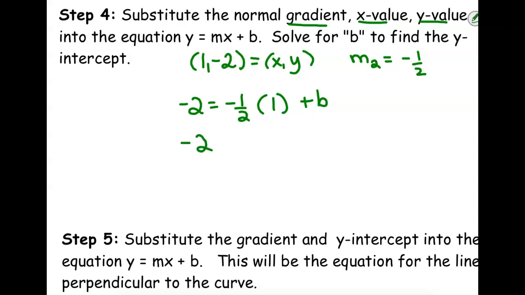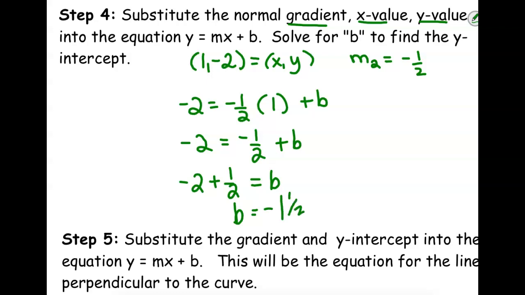So you're going to get -1/2. Alrighty, so now we're going to go ahead and multiply -1/2 times 1. You get -1/2. And then we're going to add 1/2 to both sides. So -2 plus 1/2. So our b value is -1 and 1/2.